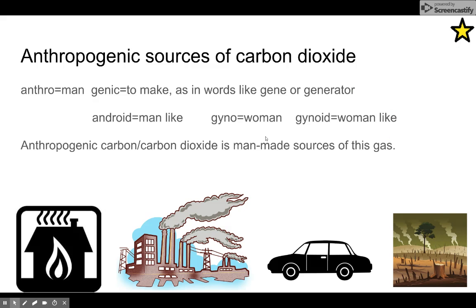Anthropogenic sources of carbon dioxide. Anthropogenic, like generator, is to make. The main ones in our society are our houses, our factories, our cars, and clear cutting and burning down forests. So those are your main sources of CO2. And the car is just a wickedly bad one. And our houses in Canada are also for heating a huge CO2 source.